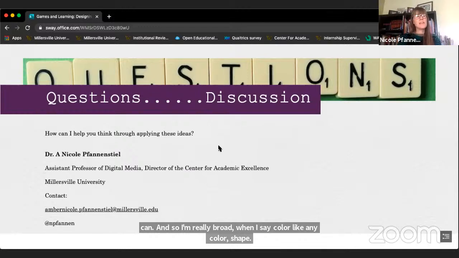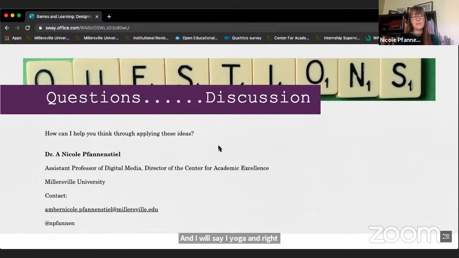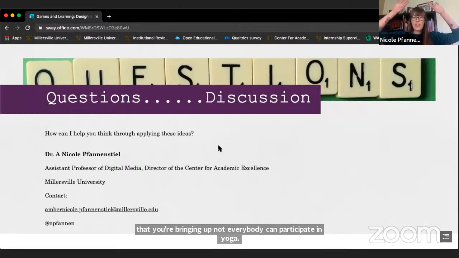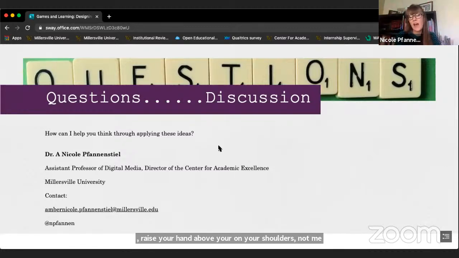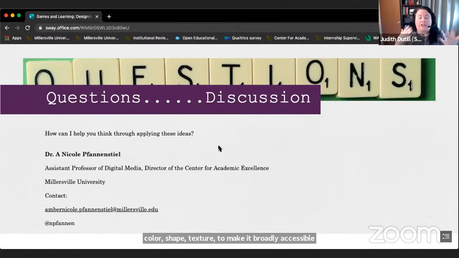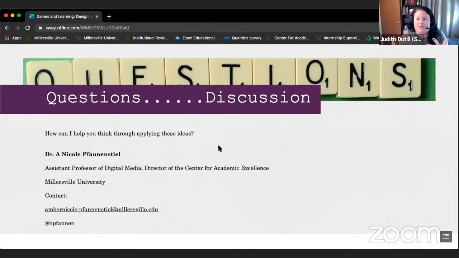And I will say, yoga and writing has become a big thing in my field. And from an accessibility perspective, I always struggle with that one for a lot of the reasons that you're bringing up. Not everybody can participate in yoga. There are a lot of mindfulness practices where it's like raise your hand above your shoulders. Not everybody can do that. And so I definitely try to think through, okay, what can this look like in an accessible way for everybody? So I try to add color, shape, texture to make it broadly accessible across a variety of experiences. Mm. And then having some choice, just from an instructional design perspective, if you had a couple of options, then the student can lean toward whatever is comfortable for them and accessible for them.